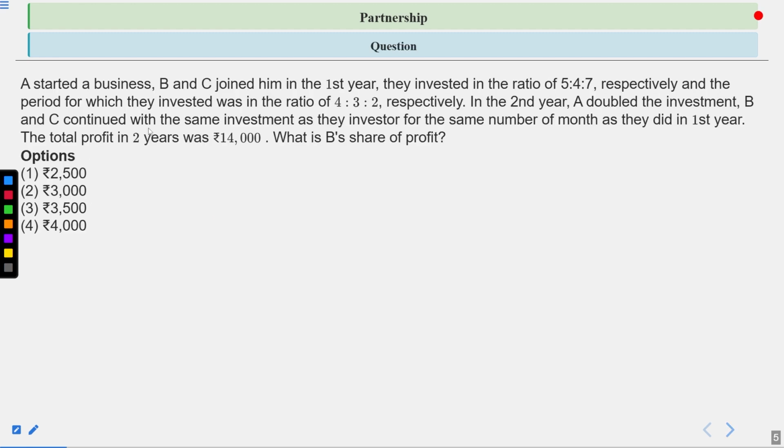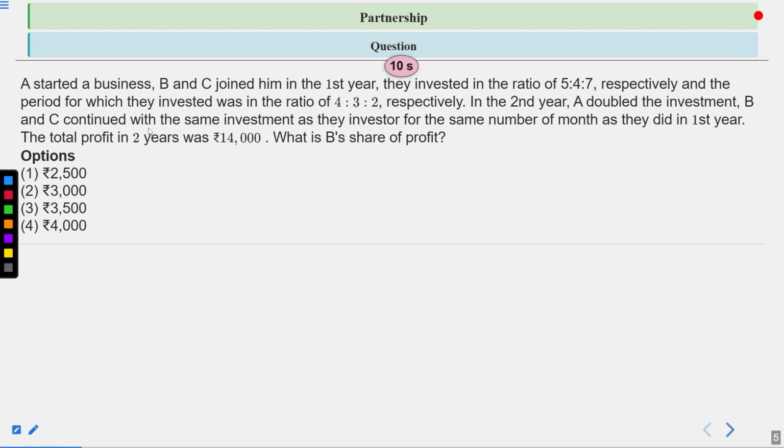A started a business. B and C joined him in the first year. They invested in the ratio of 5 ratio 4 ratio 7 respectively. And the period for which they invested was in the ratio of 4 ratio 3 ratio 2 respectively. In the second year, A doubled the investment, B and C continued with the same investment, and they invested for the same number of months as they did in the first year. So the total profit in 2 years was 14,000 rupees. What is B's share of profit? And you have four options. First one is 2,500 rupees, second is 3,000 rupees, third one is 3,500 rupees and fourth one is 4,000 rupees.